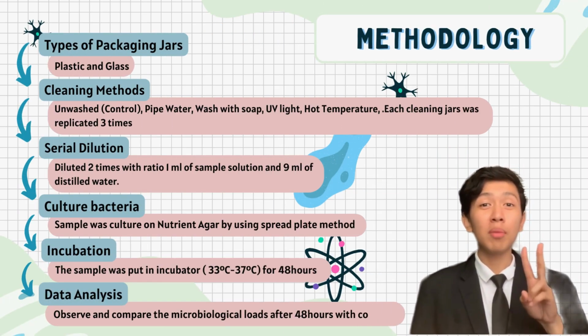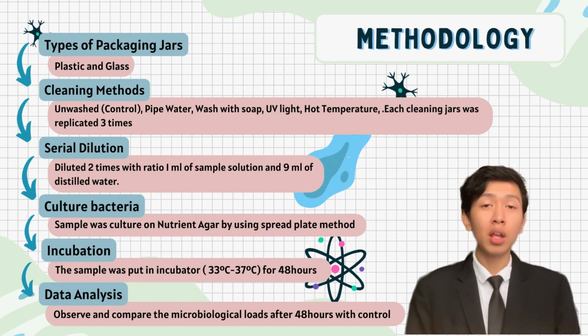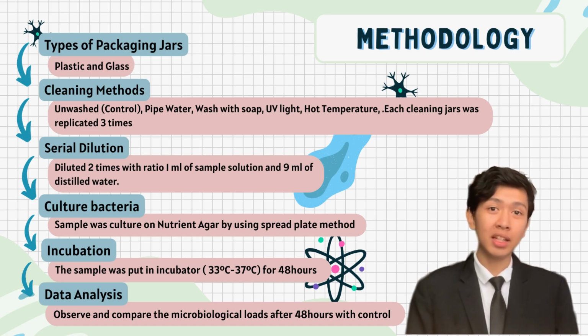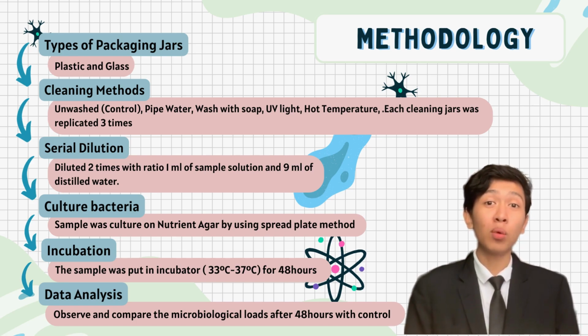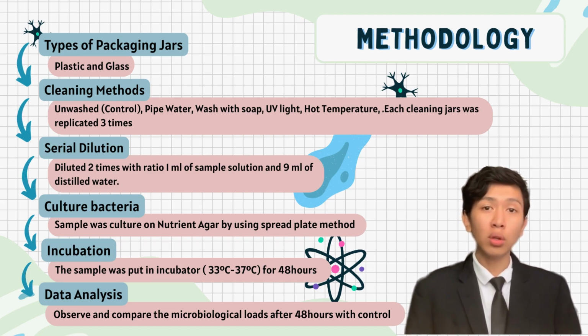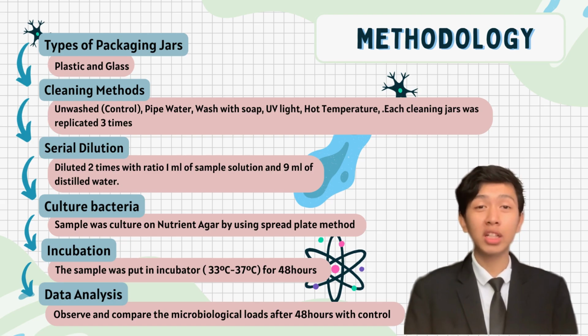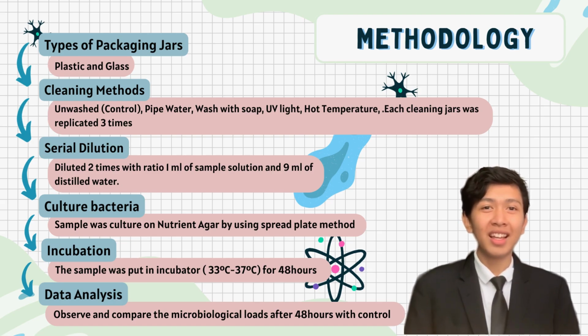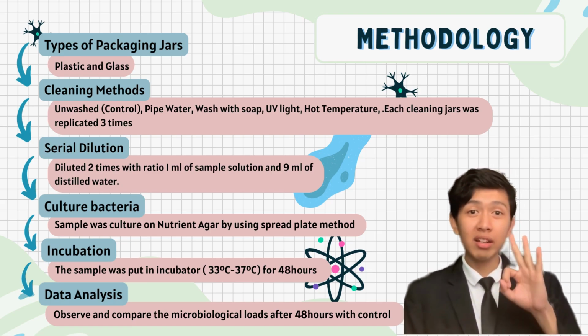There are two types of food packaging jar prepared, which are glass and plastic. Each food packaging jar underwent various types of cleaning methods, including cleaning with pipe water, cleaning with water and soap, UV light exposure, and hot temperature exposure. One controlled or unwashed food packaging jar was prepared to check the microbiological loads before cleaning. Each jar was replicated 3 times.